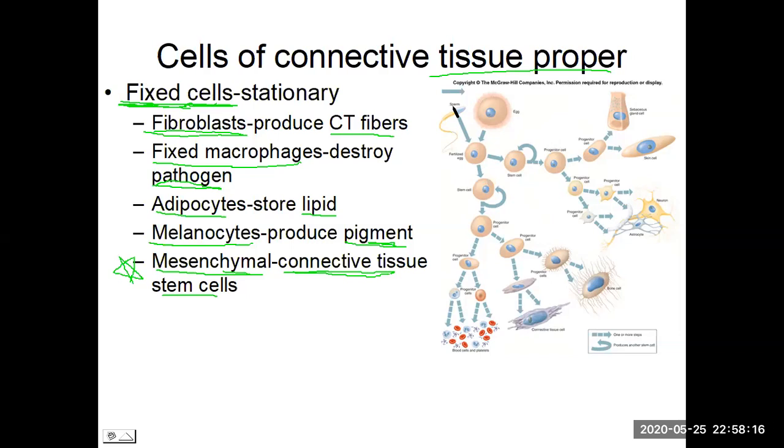So for example, here with the sperm and the egg, we have what's called an embryonic stem cell. And from an embryo, that fertilized egg has to make every type of cell for that baby that's developing. Whereas a mesenchyme cell is more limited. Mesenchyme cells can only produce distinct connective tissue cells.